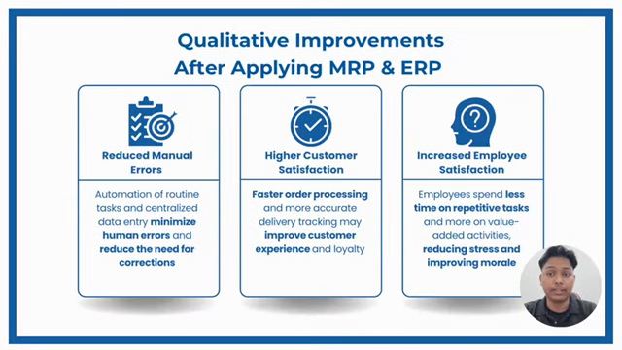Qualitative improvement. After applying MRP and ERP, companies experience qualitative improvement. Automation reduces manual errors and corrections. Faster order processing improves customer satisfaction. Employees spend less time on repetitive work, increasing morale and productivity.